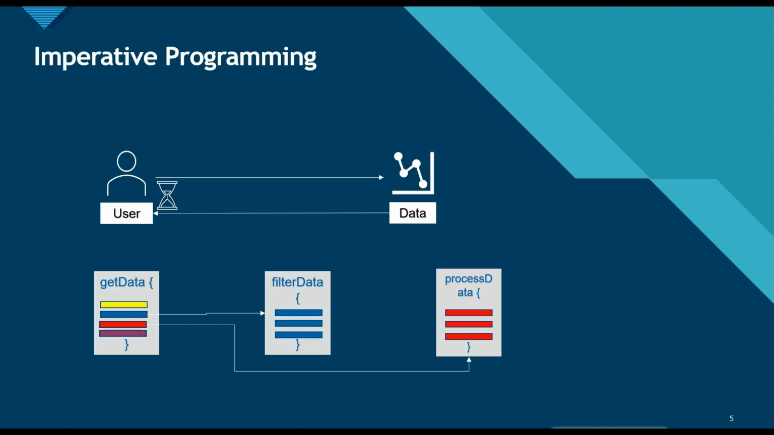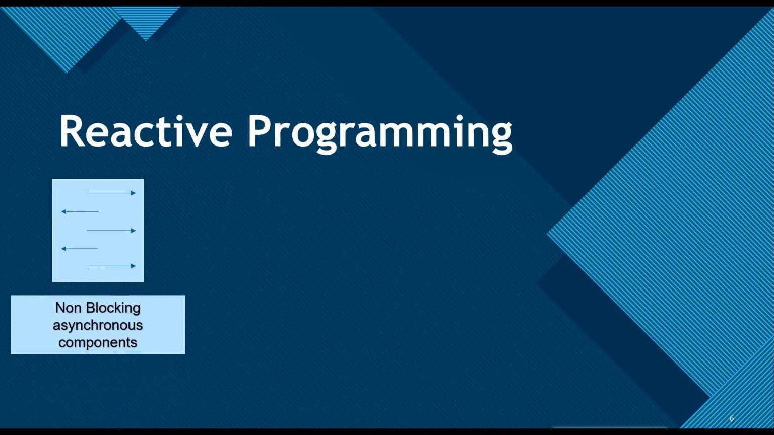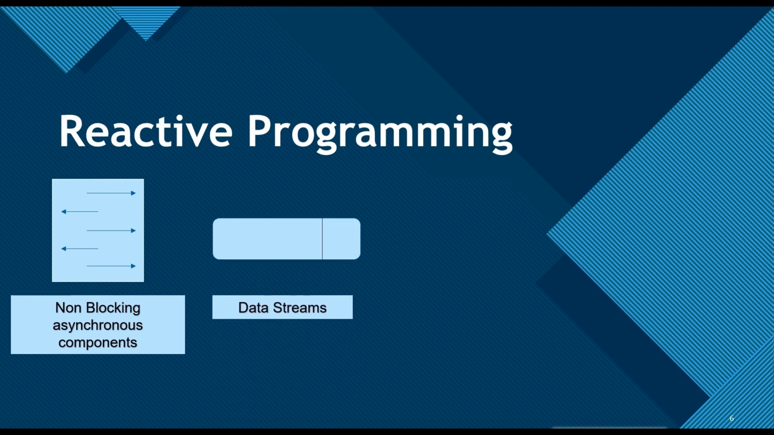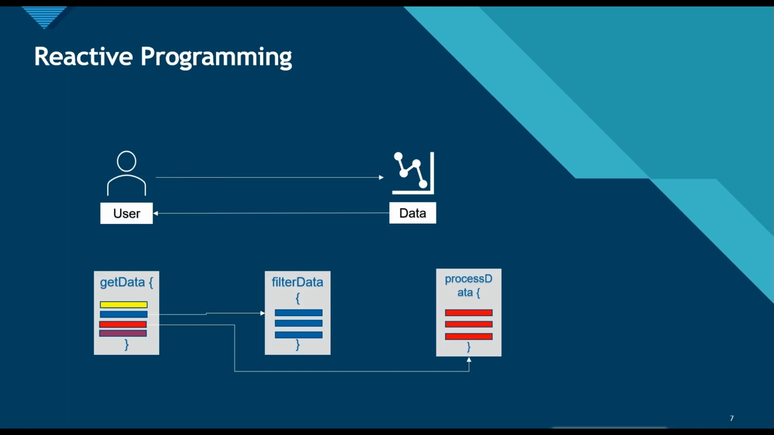So how can we improve this code execution, mainly the blocking nature? Reactive programming is based on three aspects. First is non-blocking asynchronous components, second is data streams, and third is functional programming. The first aspect of reactive programming is asynchronous non-blocking components.